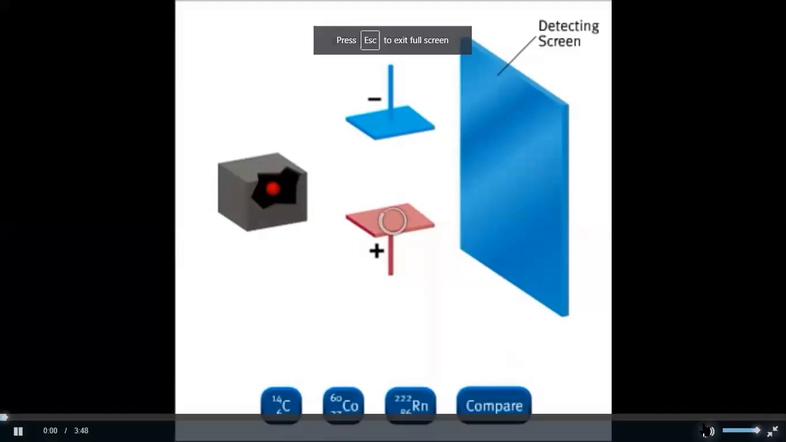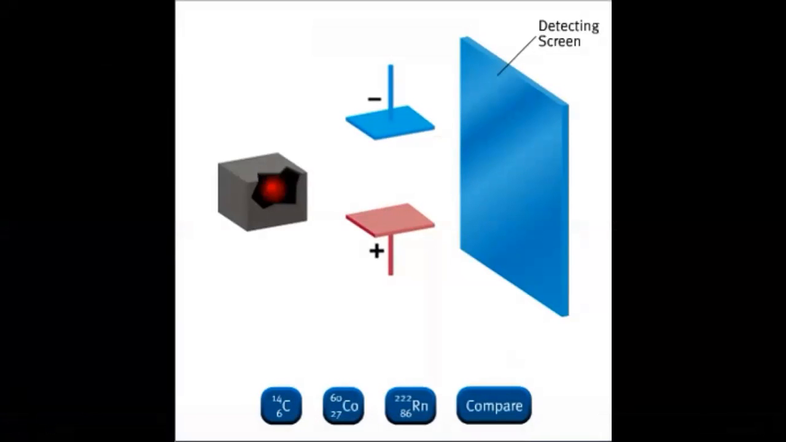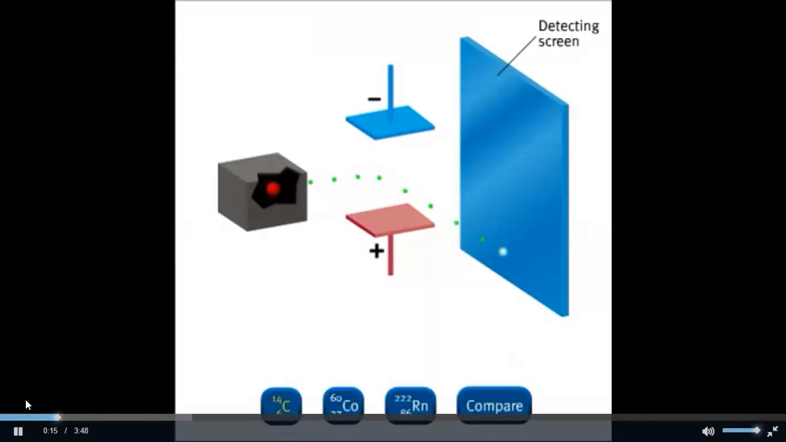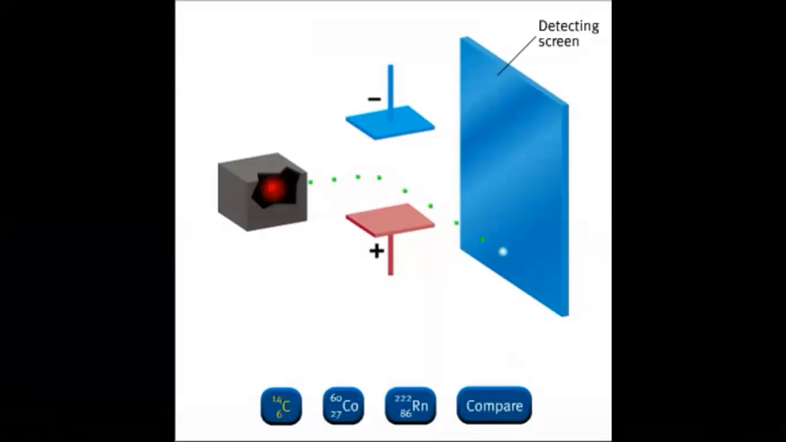Radioactive elements can spontaneously emit three different types of radiation: alpha particles, beta particles, and gamma rays. Carbon-14 spontaneously emits beta particles from its nuclei. Since beta particles are attracted to the positive plate of an applied electric field, they must be negatively charged. In fact, beta particles are electrons that are formed and then emitted from the nuclei of certain radioactive isotopes.